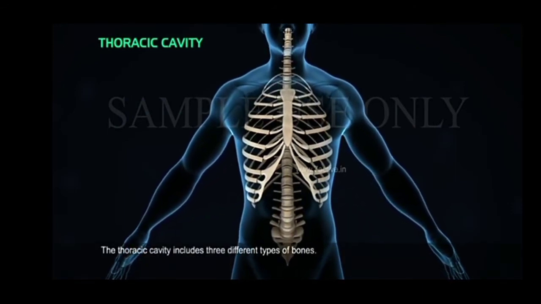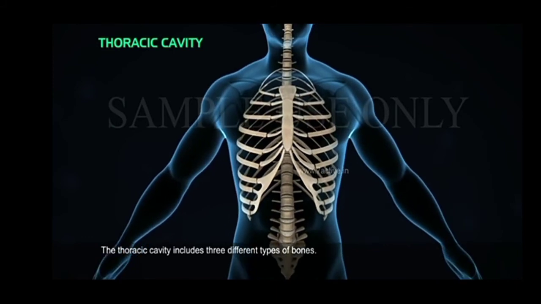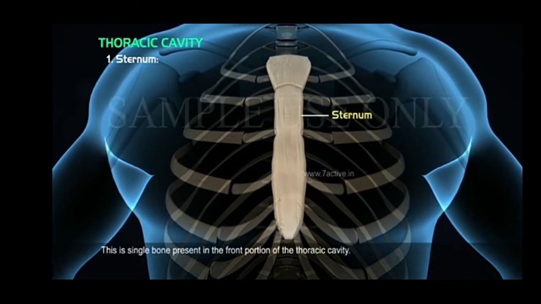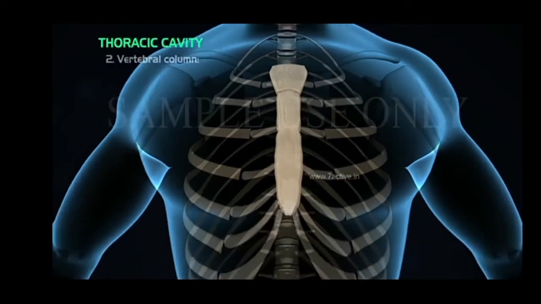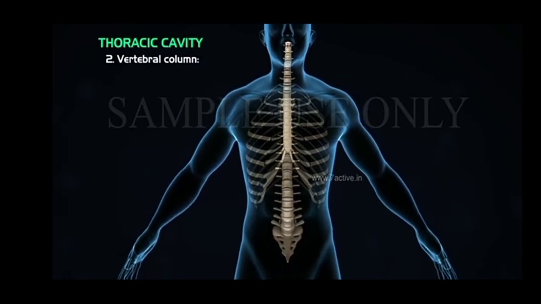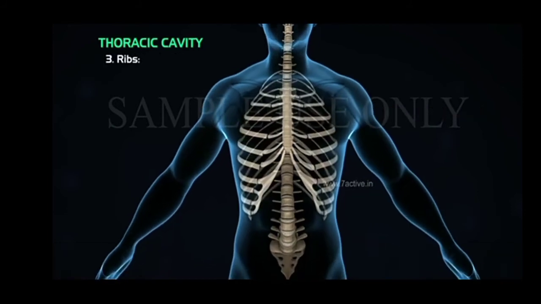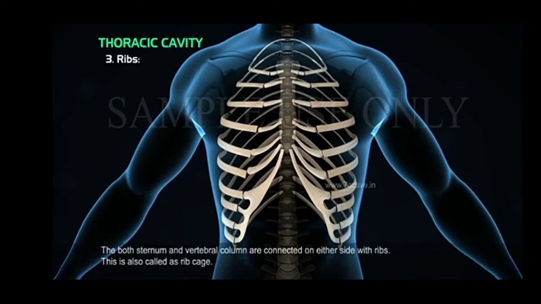The thoracic cage includes 3 different types of bones. First one, sternum. This is a single bone present in the front portion of the thoracic cavity. Second, the vertebral column, which is present in the back portion of the thoracic cavity. Third, ribs. Both sternum and vertebral column are connected on either side with ribs. This is also called the rib cage.